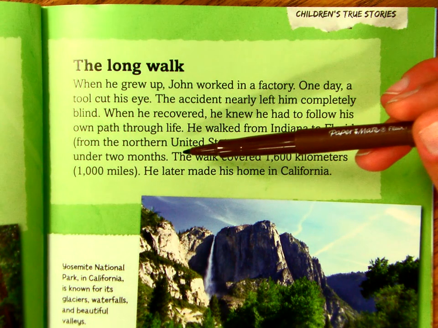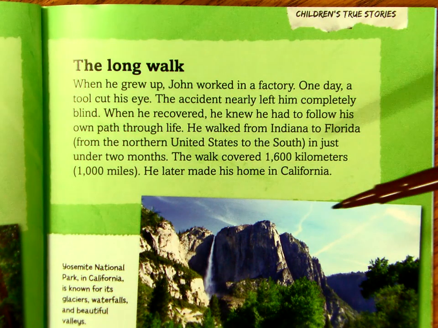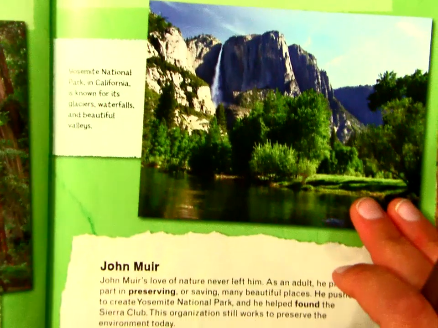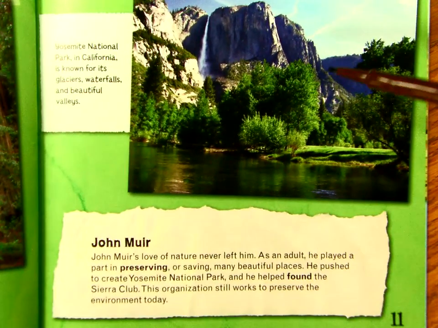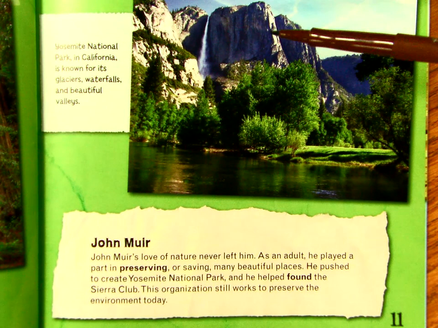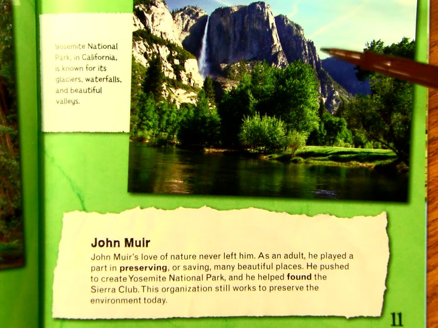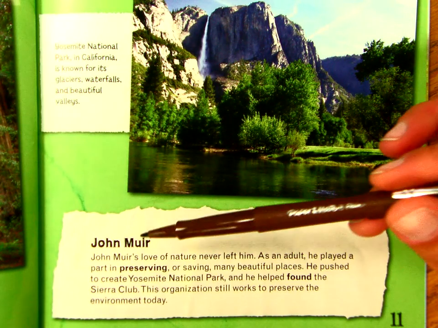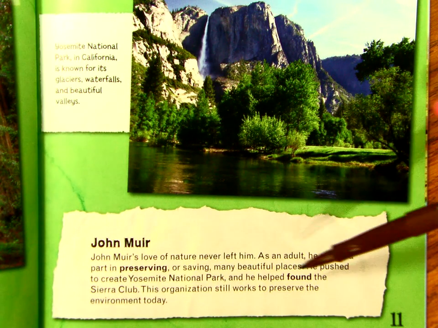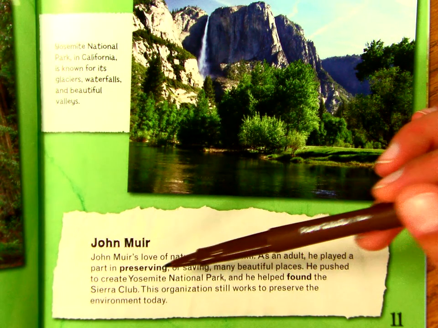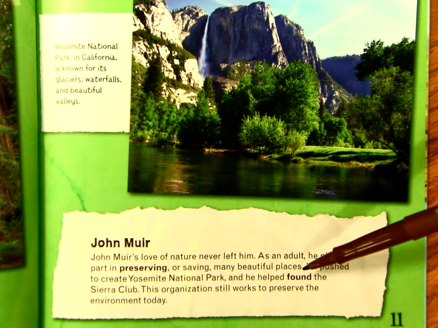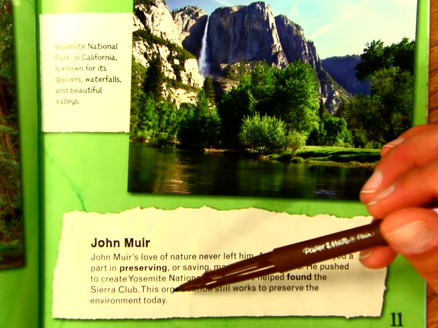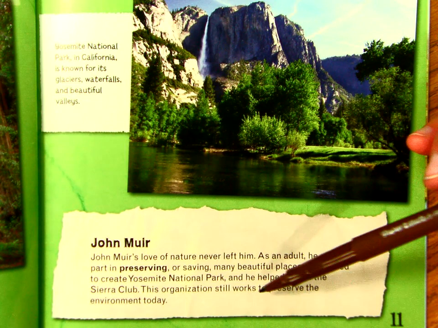But then what was he doing? We go on to learn that down here, he had something to do with Yosemite National Park. I don't know if you remember that. I also learned, that's right here in this text box, he had a love of nature, and as an adult, he played a part in preserving or saving many beautiful places. He pushed to create Yosemite National Park and helped found the Sierra Club. And that's an organization that works to preserve the environment today.